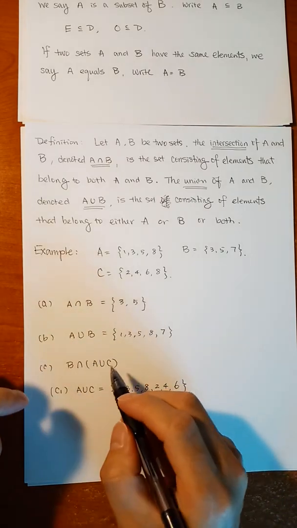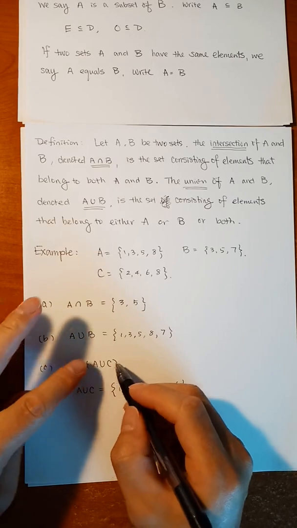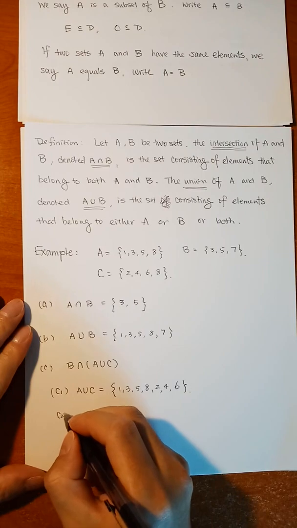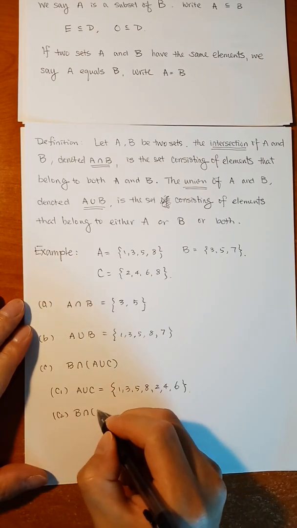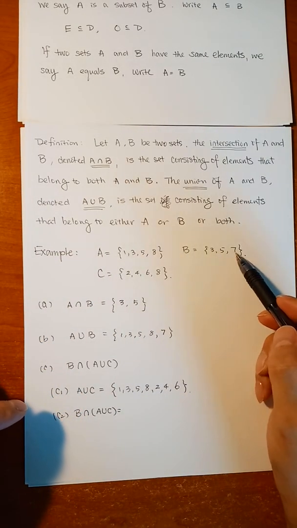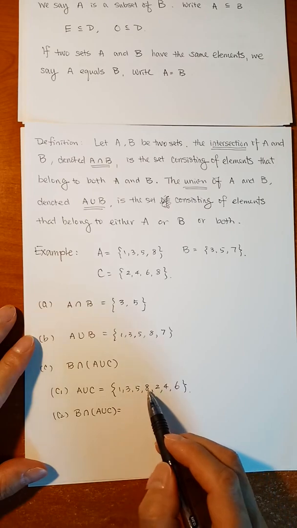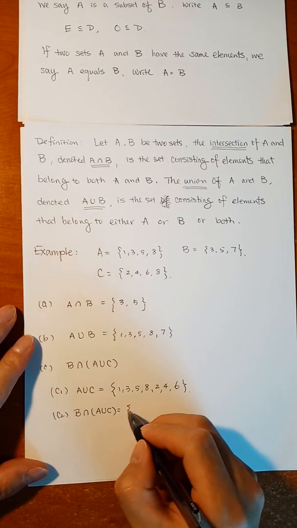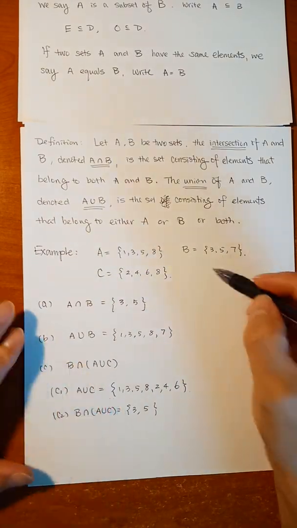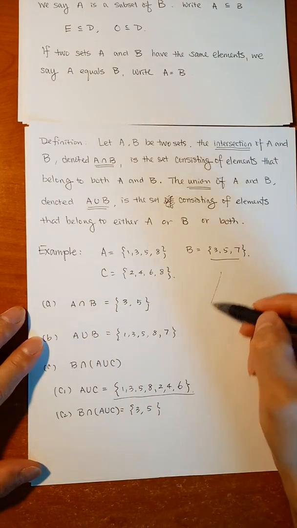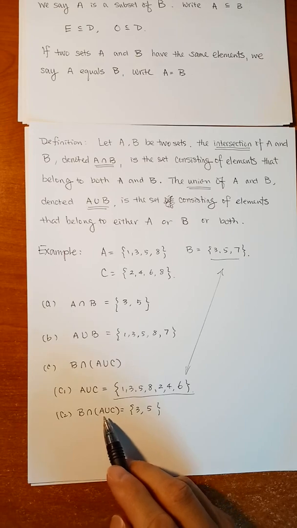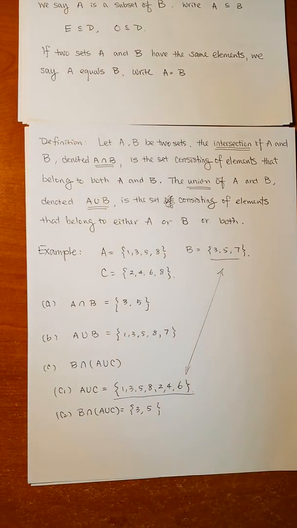It has parentheses, so you have to compute this part first. And then second step, you get B intersect A union C. Intersection, you just get B is 3, 5, 7. A union C is 1, 3, 5, 8, 2, 4, 6. So 3 is repeated, 5 is repeated, and that's all. So you're going to compare here and here. So B intersect A union C is 3, 5.